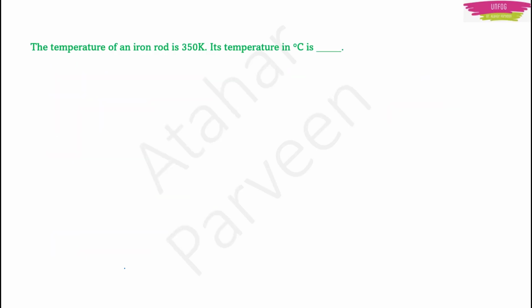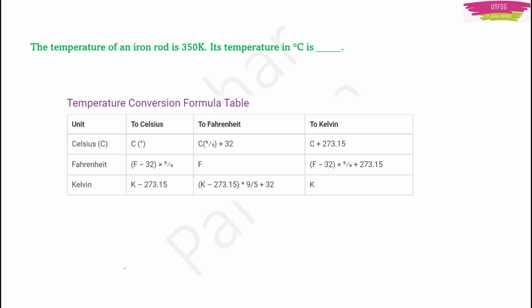Okay. Next question. The temperature of an iron rod is 350 Kelvin. Its temperature in degrees centigrade is? See, this question I am not going to solve. You have to answer this question. This is an assignment for you. You can comment it in the comment section. I will be glad to know your answers.